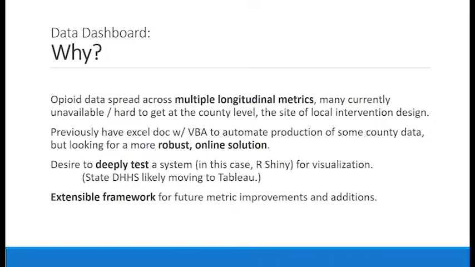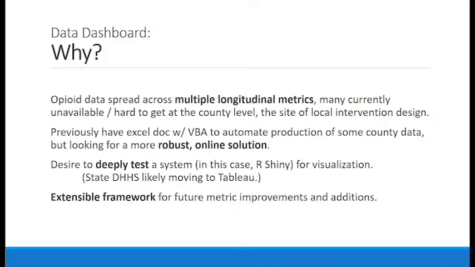Opioid data, there's a lot of it. From an intervention point of view at the public health level, that's multiple longitudinal metrics from many different data sources. If you're at the county health department and you want to get that data, that looks like, well, first I'll go to the DMH page and get the data if it's still up online. Oh, it's been pulled down. Oh, we'll go over here for this.